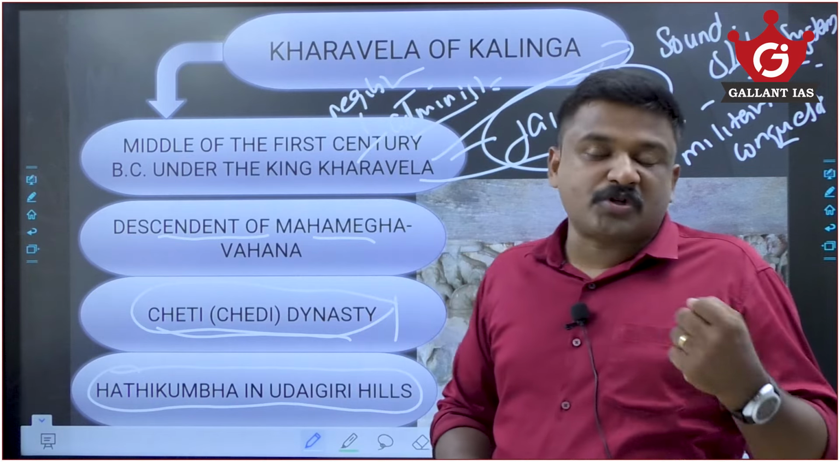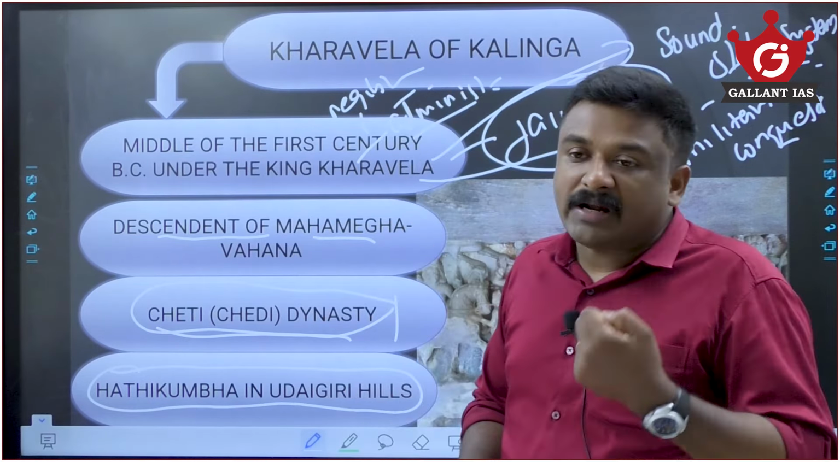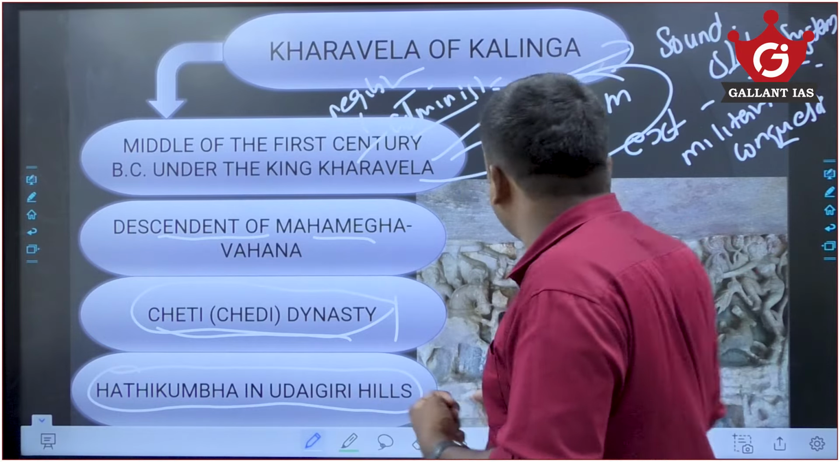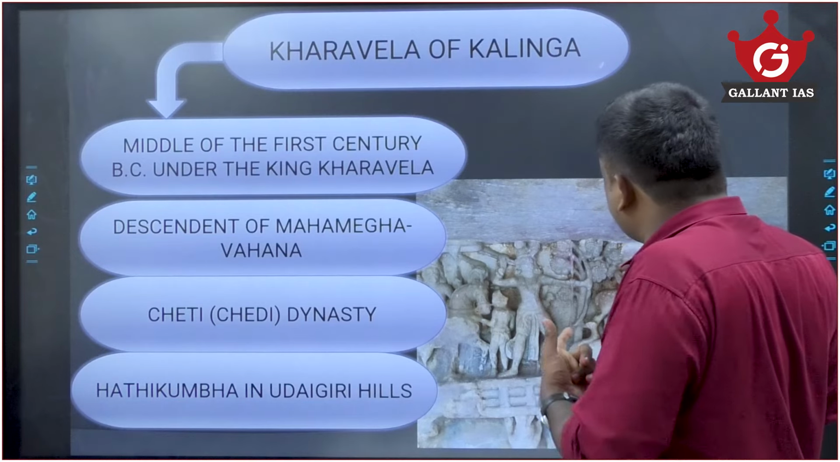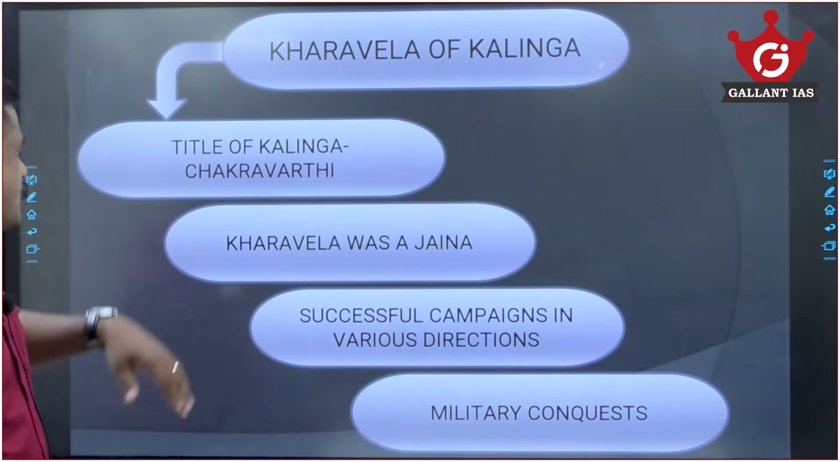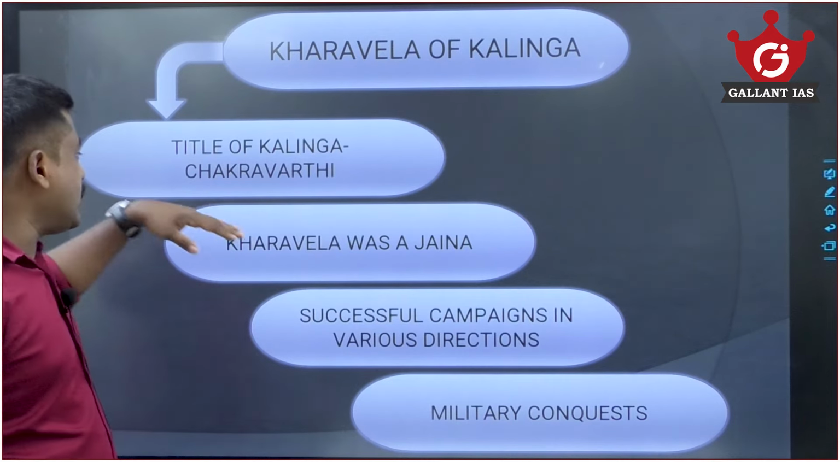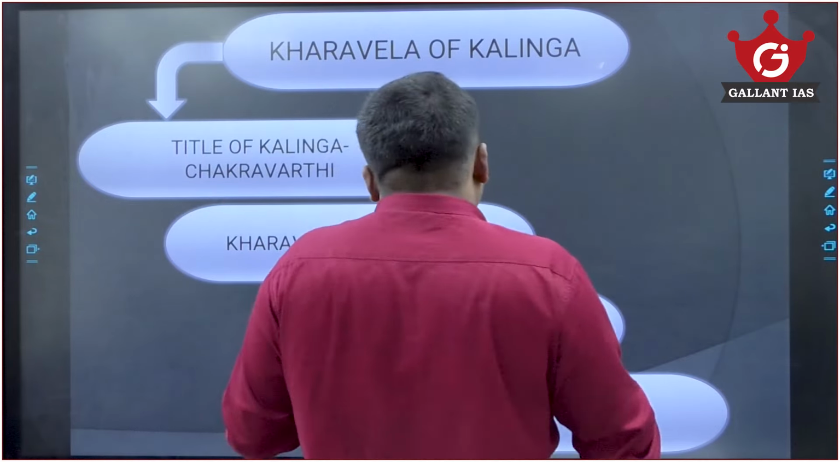his extensive military conquests, his foreign policies, neighborhood policies, and his administrative policies, etc. He was a great patron of art and architecture also. Yes, he adopted the title Kalinga Chakravarti, the ultimate king.